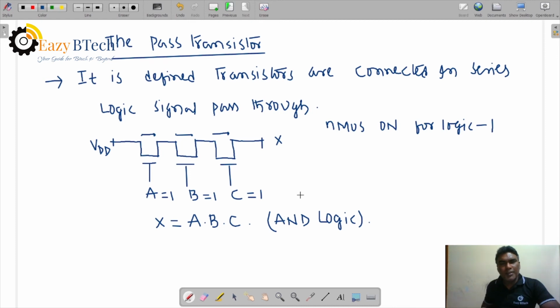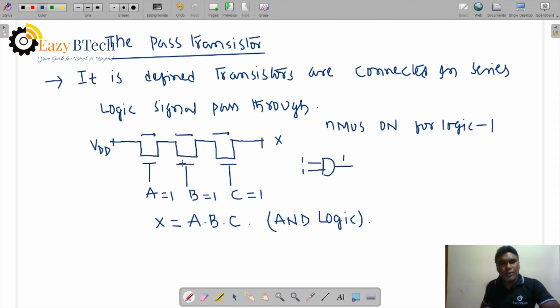AND gate means when both inputs are high, then only the output will be high, otherwise it will be 0. So it acts as an AND gate. Both inputs are 1, then only output is 1, otherwise if any one input is 0, the output will be 0. So it acts as an AND switch.